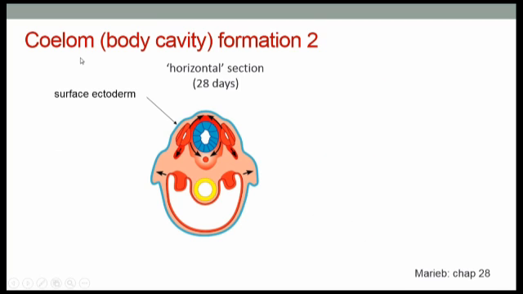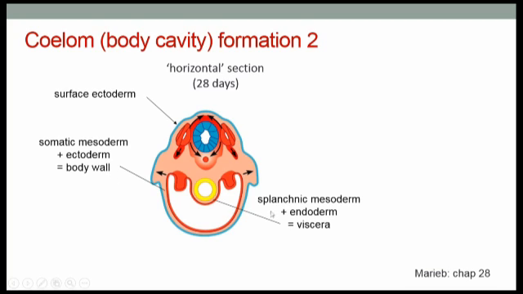On the next slide, we're still dealing with the horizontal section, only a few days later in fact, now 28 days old, but we can see the surface ectoderm now completely surrounds the embryo. We can see that one layer of the mesoderm, the so-called somatic mesoderm, has fused with the ectoderm to form the body wall. The other layer of mesoderm, the splanchnic layer, has fused with the endoderm to form what will eventually become the viscera in the body cavities, and that leaves us with that potential space, the ventral body cavity, or in embryonic terms again, the coelom. And this is now what we're seeing as the generic pattern for the development of these body cavities.